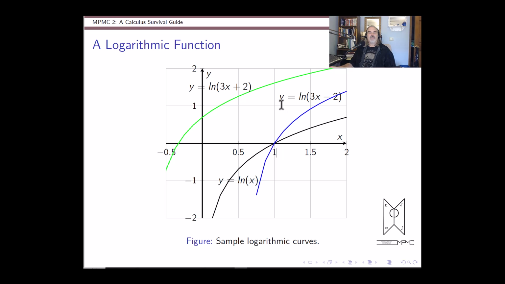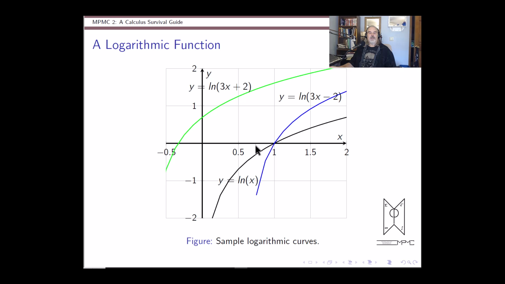is to begin with. The blue curve is the natural log of 3x minus 2. It also happens to cross the axis at the same point. So you might think, every natural log function is going to go through that point at 0, 1. Well, not so fast, because the green curve is the natural log of 3x plus 2, and that's been shifted.